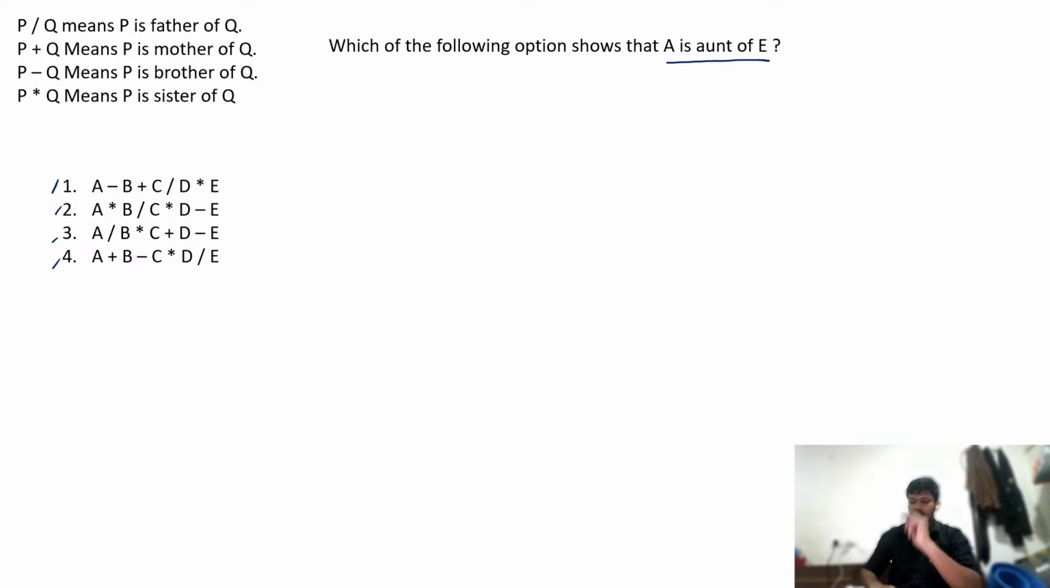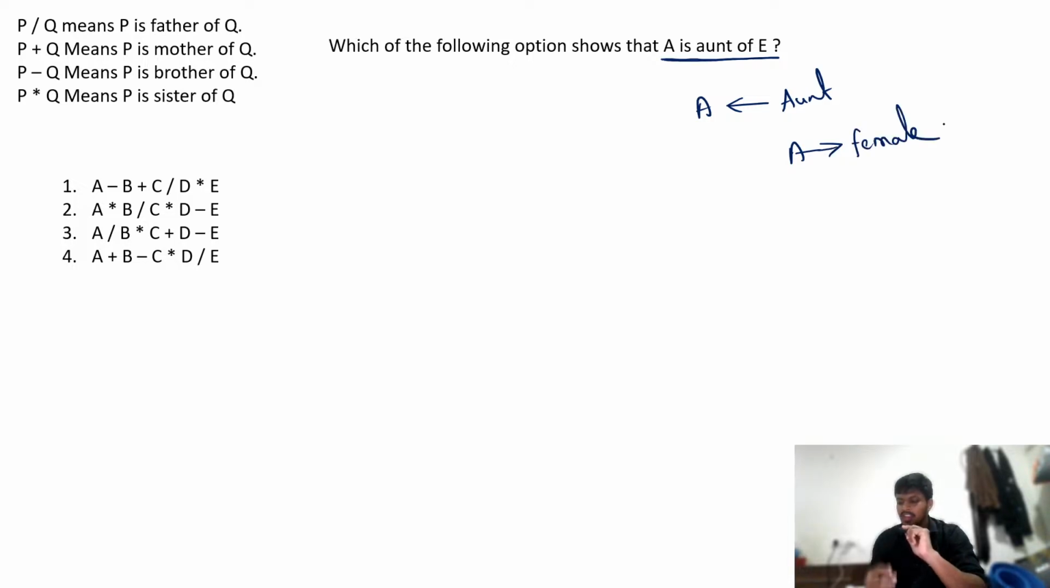Okay, yes. Now see, these kinds of problems are somewhat tricky. If you are solving one by one, it is going to take a lot of time. That's why I am going to tell you how to solve these kinds of problems. Observe carefully. Most of the answer is going to be there in the question itself. Observe very carefully. He is saying A is aunt. That means A should be a female person. So you can eliminate all the options where A is not a female person.